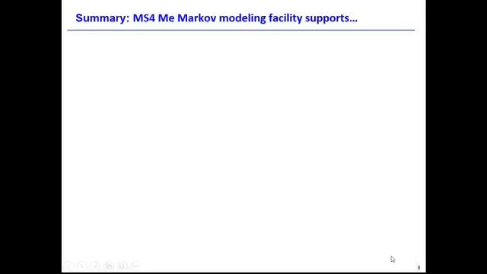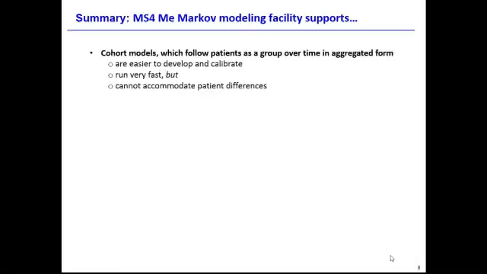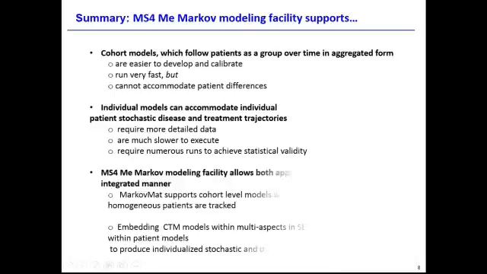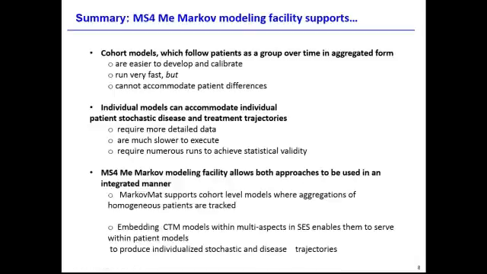Let's summarize to review what the MS4Me Markov modeling facility supports. Cohort models follow patients as a group over time in aggregated form. They are easier to develop and calibrate. They run very fast, but they cannot accommodate patient differences. Individual models can accommodate individual patients' stochastic disease and treatment trajectories, but they require more detailed data and are much slower to execute and require numerous runs to achieve statistical validity. The MS4Me Markov modeling facility allows both approaches to be used in an integrated manner.